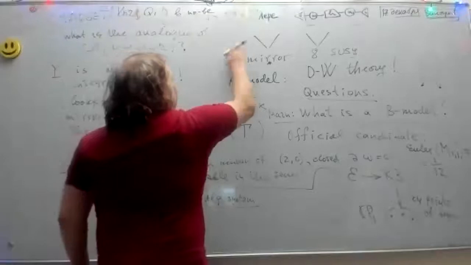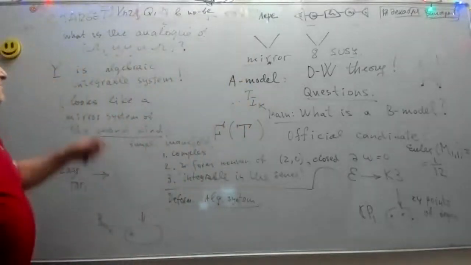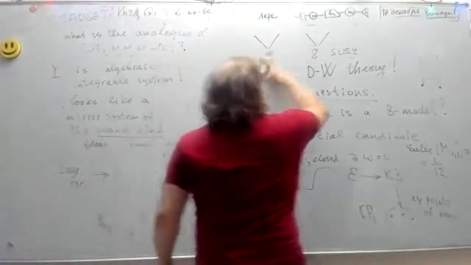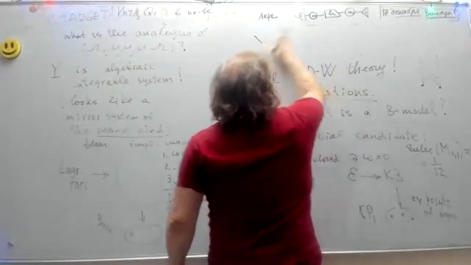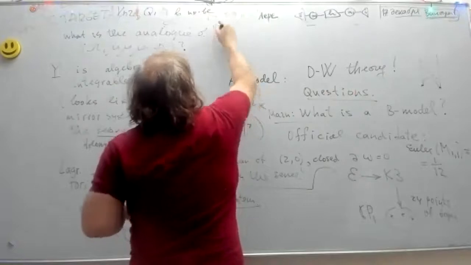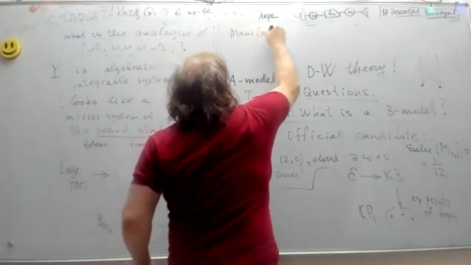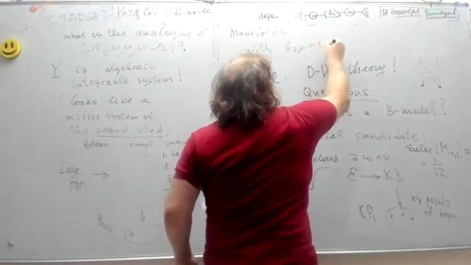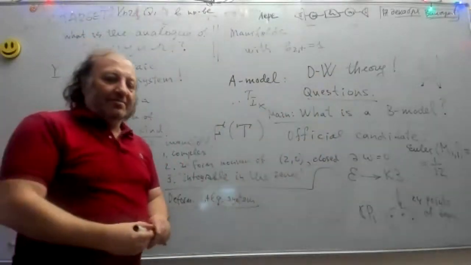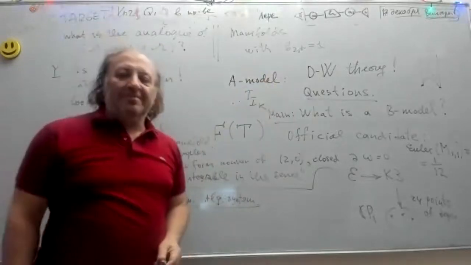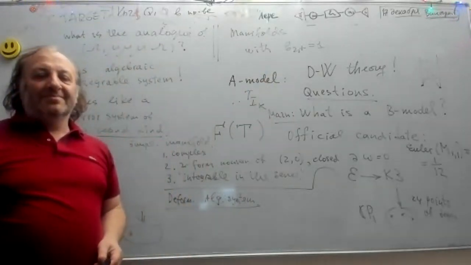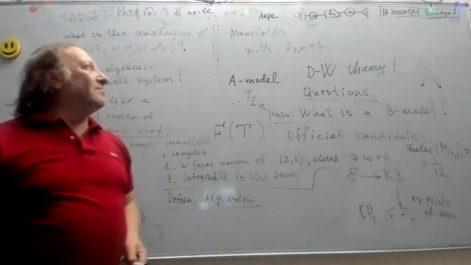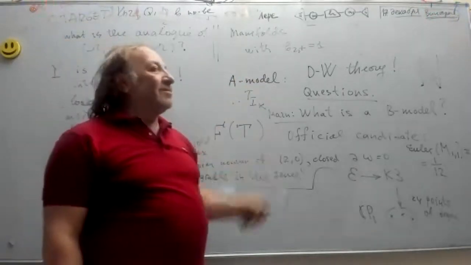So the answer is that there is no such thing as a single sphere. Rather, there are manifolds with B2 plus equal to 1. So what is B2 plus? B is for Betti, okay? I never heard about Betti, so it's my fault. Would it be Hodge? It would be great, but it's for Betti.